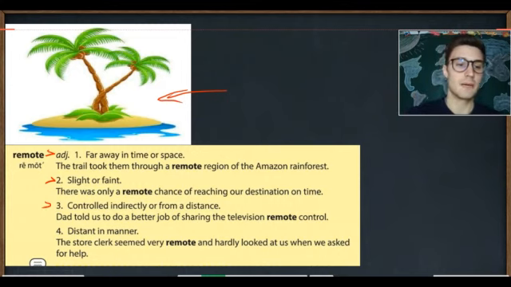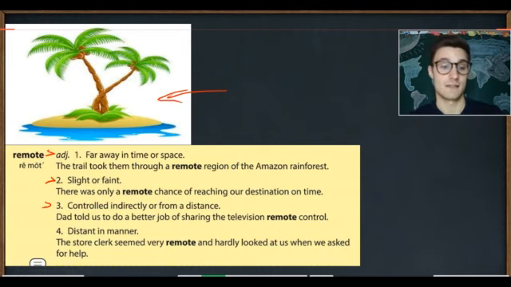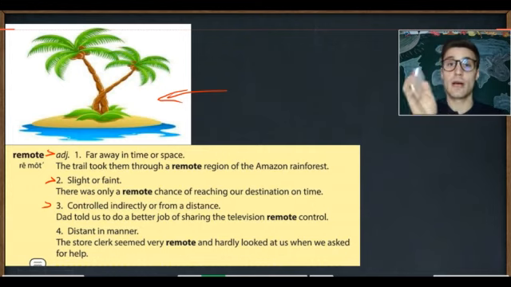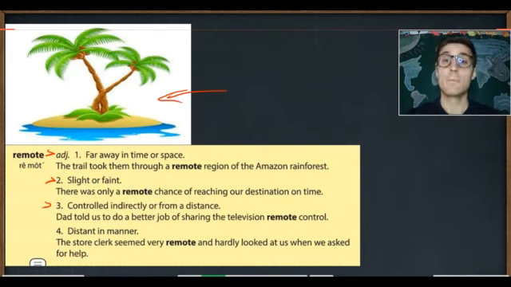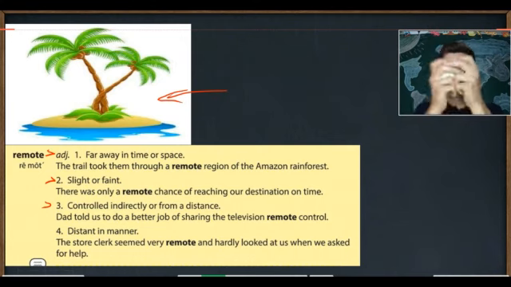The third meaning means controlled indirectly or from a distance. The thing you use to change the channels on the TV is called a remote, because you can control it from a distance. A remote-controlled car is one you control with a remote from a distance. Dad told us to do a better job of sharing the television remote control.